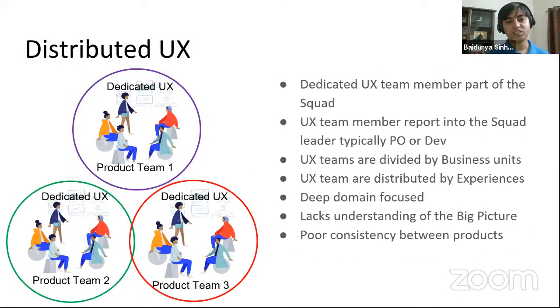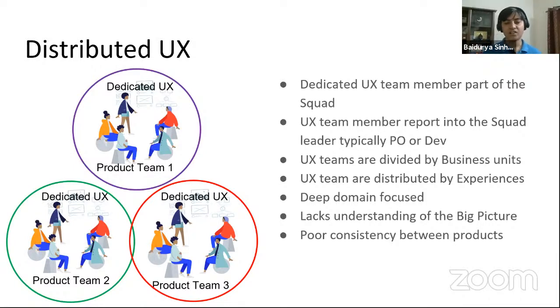Moving on to the next model, which is a distributed model, and a lot of companies still follow this model. The distributed model can be in different forms. One distributed model is where the UX team member is a part of the squad and is reporting to some leader in the squad, either a PO leader or a dev leader. Sometimes the distributed model might be divided by tribes. So each tribe might have their own UX team, which consists of a number of people.